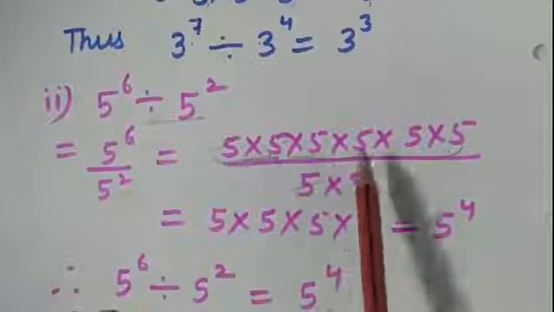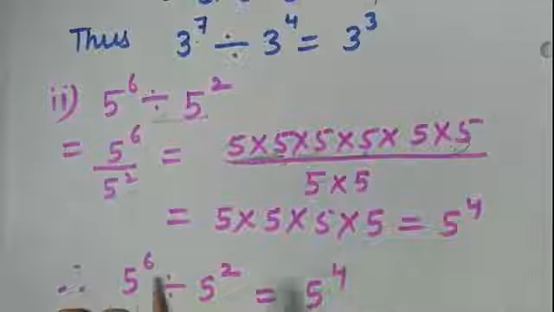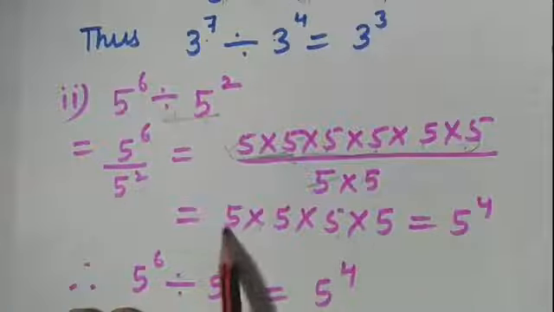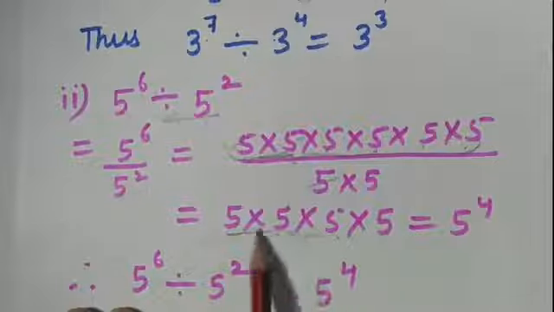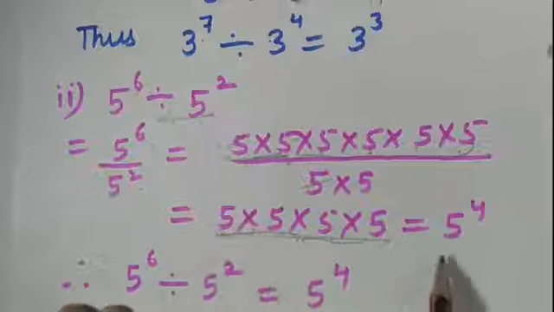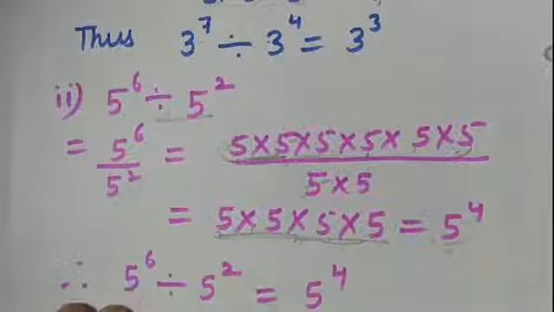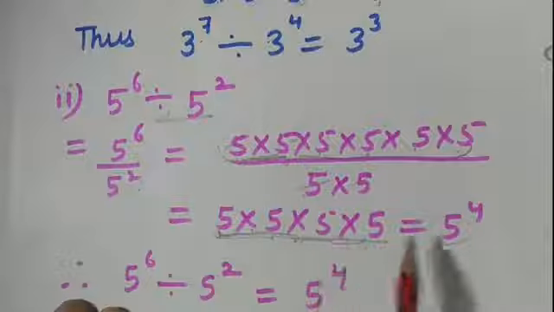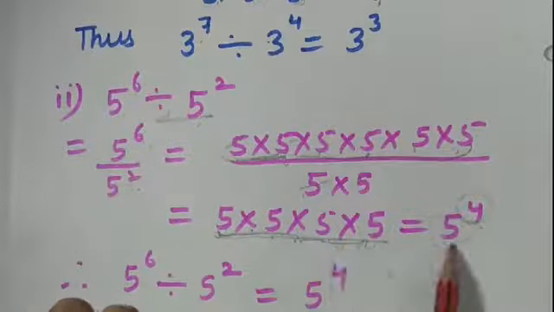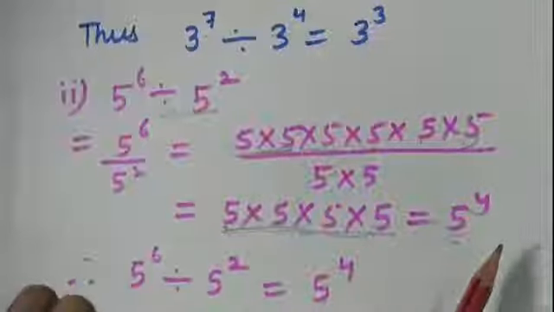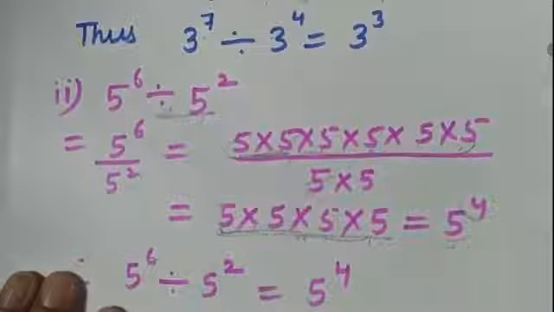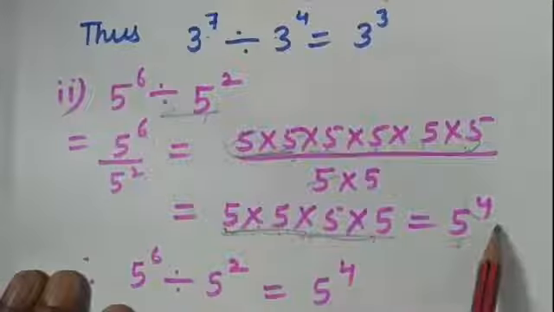Now we are left with 1, 2, 3, 4, 4 5s. So we are left with 5 into 5 into 5 into 5. And here I am observing that this is the repeated multiplication of 5, and so the base will be 5. And how many times it is being multiplied? 1, 2, 3, 4. So that will be the exponent. So this can be written as 5 to the power 4. So what we have observed is that 5 to the power 6 divided by 5 to the power 2 is equal to 5 to the power 4.